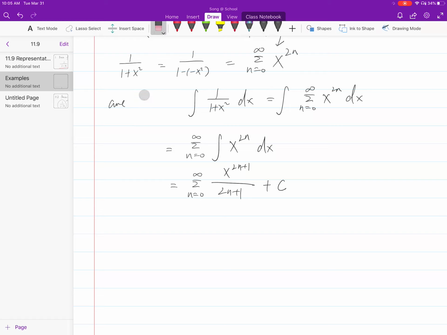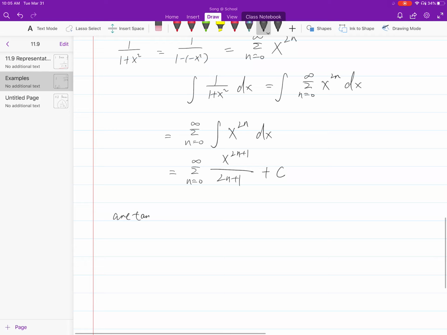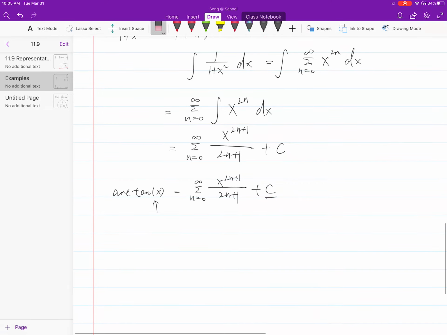And we're good so far? Okay. But we want the particular one which equals arctangent x plus 0. Then what we should do is go ahead and solve for c. We want arctangent x, and we know arctangent x should equal this one plus some constant. We just don't know what this constant is for this one particularly. Okay.